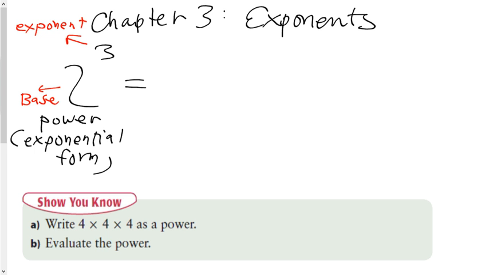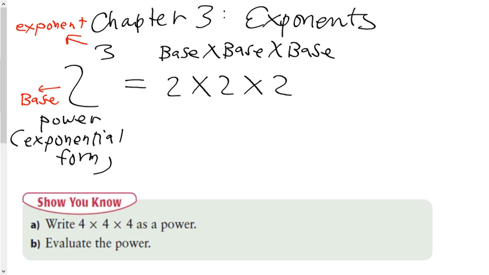Now, the relationship between a base and an exponent is quite easy. When you have a power, the exponent, in this case 3, tells you how many times to multiply the base by itself. So base times base times base is what that 3 means. It means take the base and multiply by itself 3 times. So in this case, since the base is 2, we're going to have 2 by 2 by 2. Just like Noah's Ark, 2 by 2 by 2. And this is called repeated multiplication.